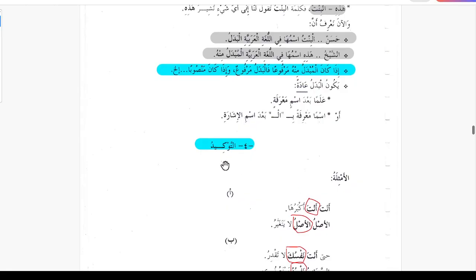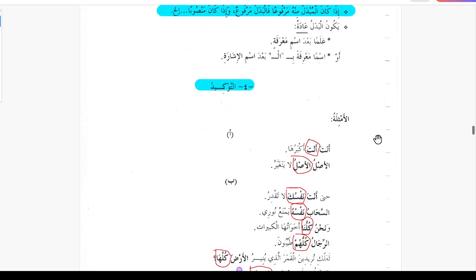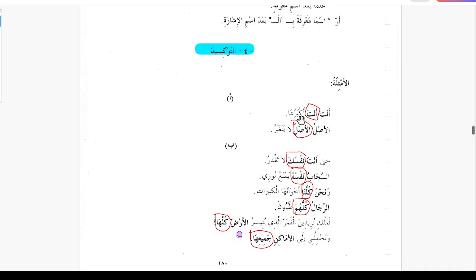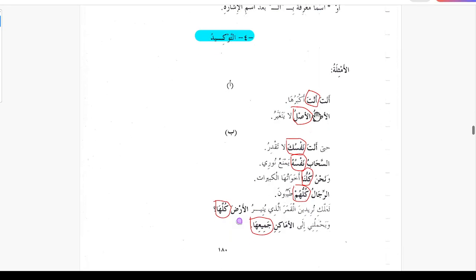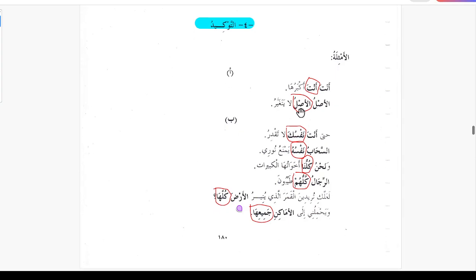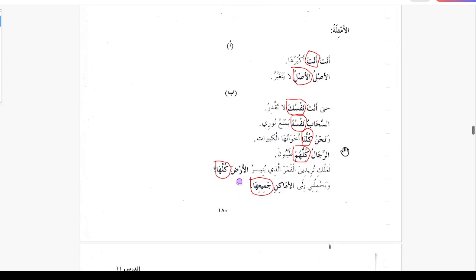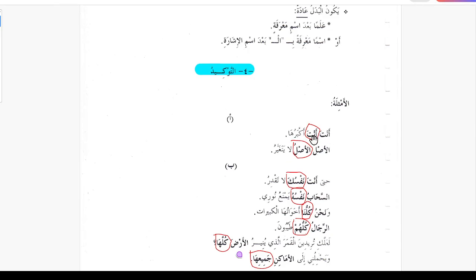Number 4, at-tukidu, the emphasis. This is the last one of the tawabe. Here are some examples. Anta akbaruha, you are bigger than her. Al-aslu la yatagayyaru, the original does not change. So in other words, the repetition here is only for emphasis. At-tukidu is emphasis. So the emphasis can be made just by repeating the word.